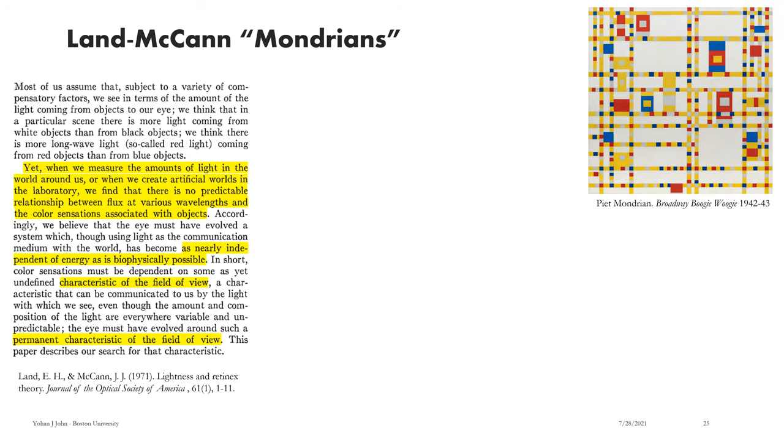Edwin Land. So Steve did not cook up any of his theories out of nothing. In the case of vision, it's strongly influenced by a lot of other stuff that's happening. And in particular, Edwin Land's work, and Land and McCann. Those are the three people.